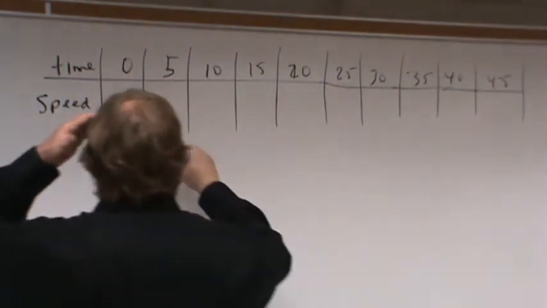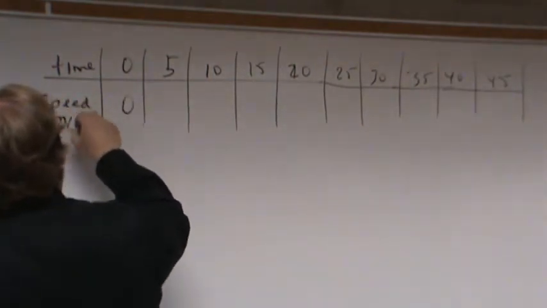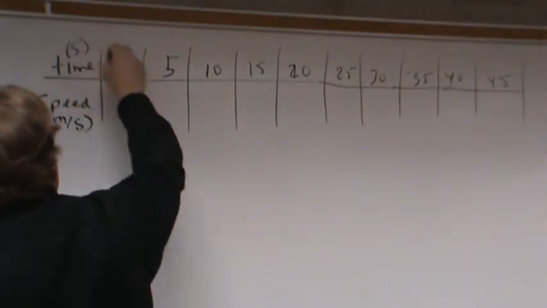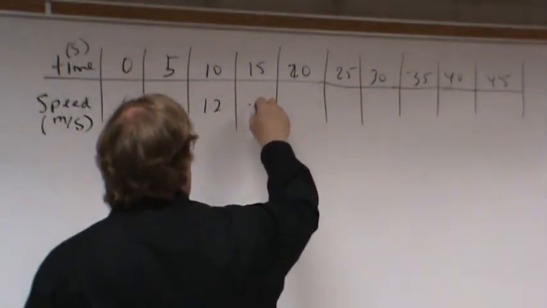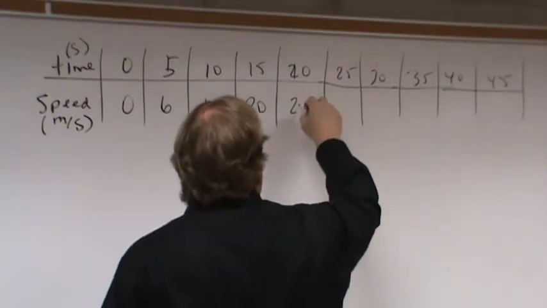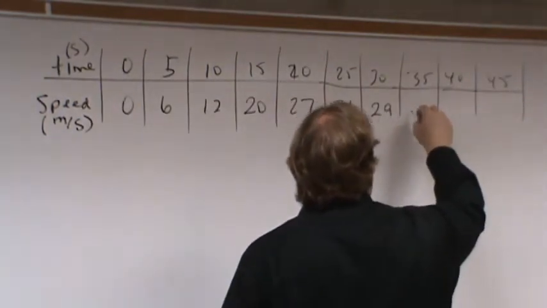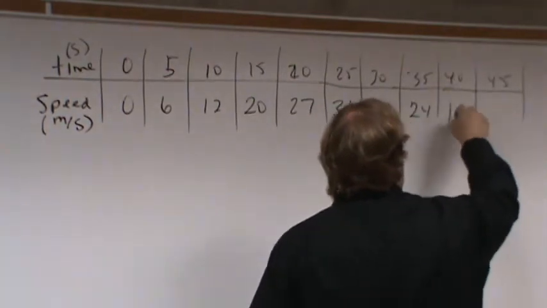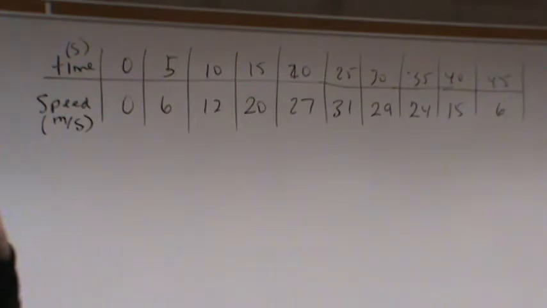And then my speed, let's say I start from rest, and this speed is in meters per second, and this time is in seconds. So maybe this is 6, and then 12, and then 20, and then 27, and then 31, and then 29, and then 24, and then 15, and then 6. Because I guess there were some kids in the crosswalks and I had to slow down. Okay, so go ahead and write that stuff down.